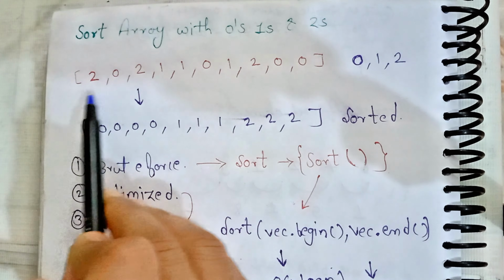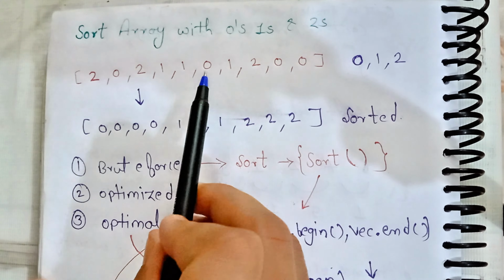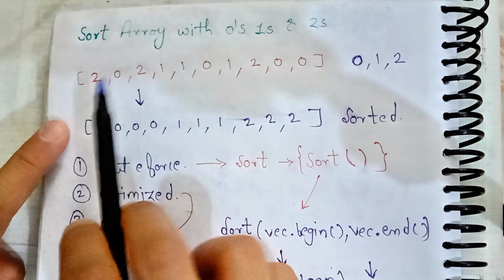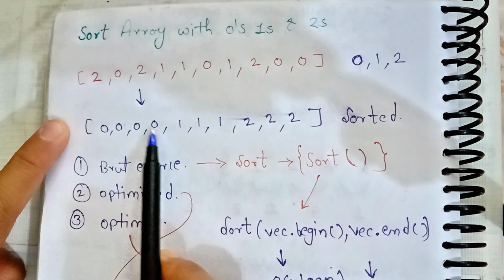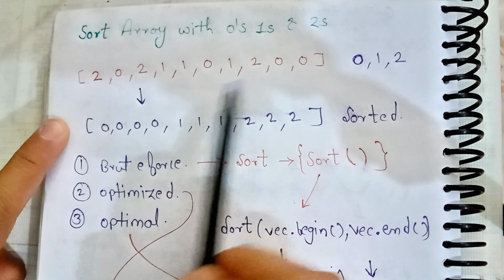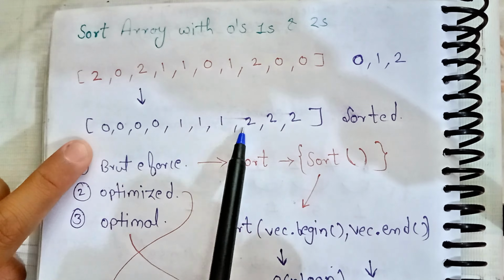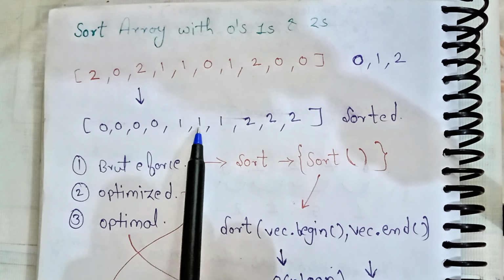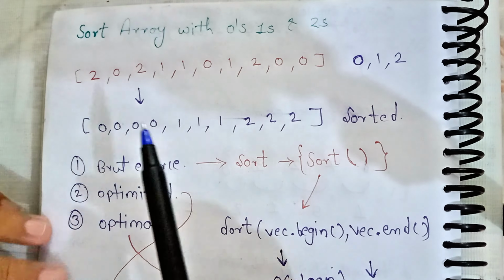Here we have taken an example which is like this: 2 0 2 1 1 0 1 1 2 0 0. This does not have any proper sequence or order. We have to arrange it in the form 000. In this we have 4 zeros, so we arrange first all the zeros, after that we arrange 111, 222. Means this will have red, white, blue, or whatever colors we have in that problem.